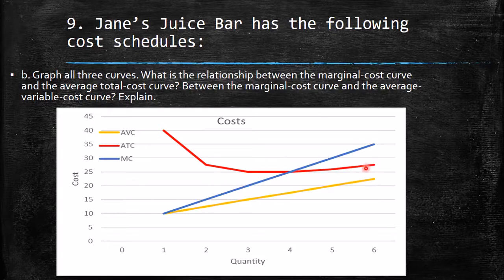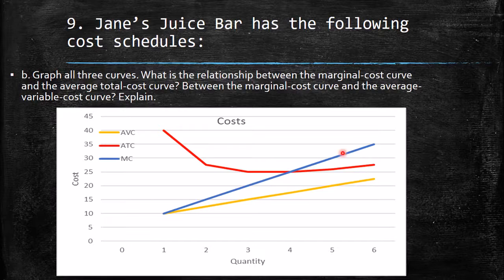And why does it happen? Basically, imagine that this is like your GPA. Okay, so here, for example, when you have the next exam, and if your next exam is smaller than your average, naturally your average will decrease. But in the other part, if your next exam is going to be higher, then your average will increase. So this is the relationship. And every time, the marginal cost cuts the average total cost at the minimum.